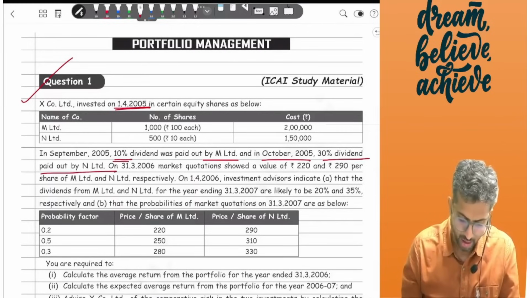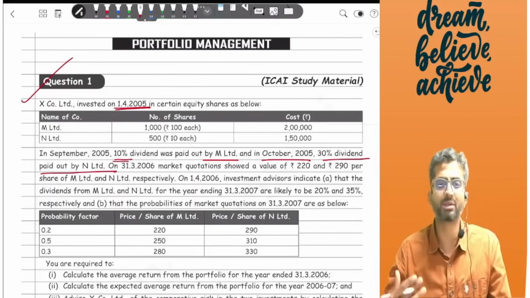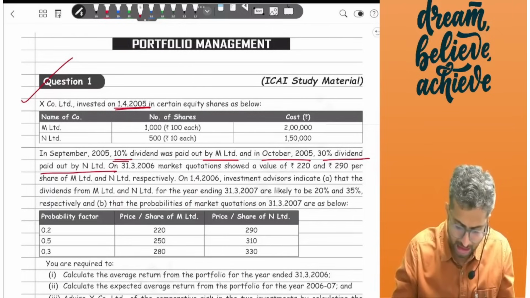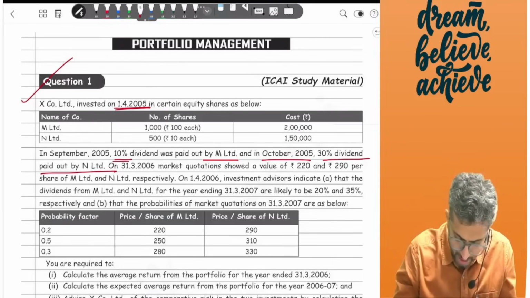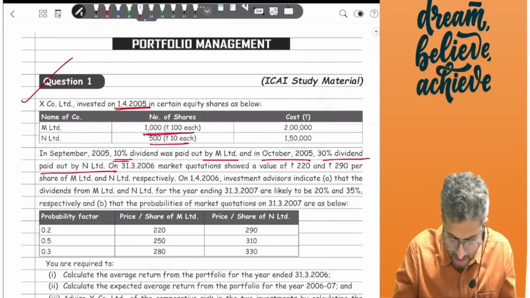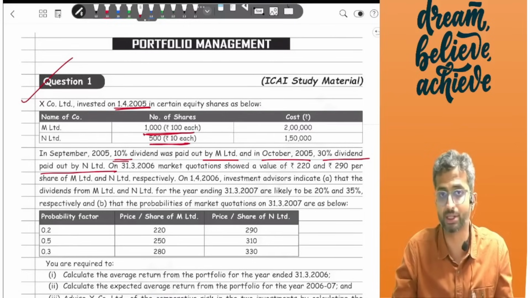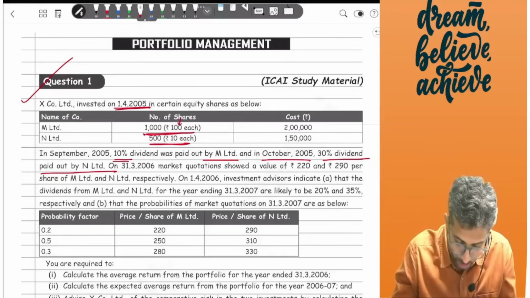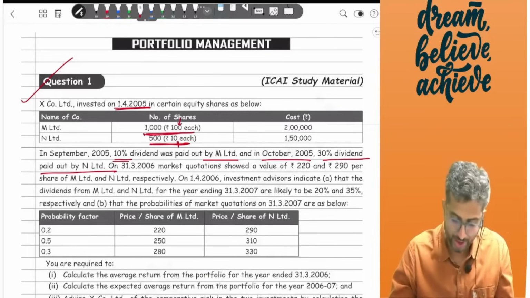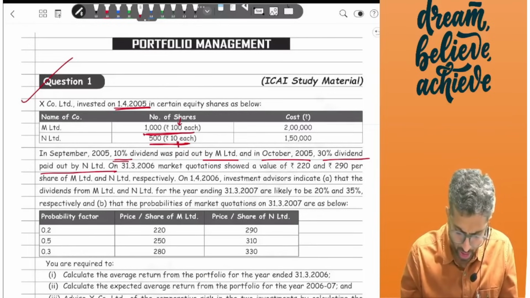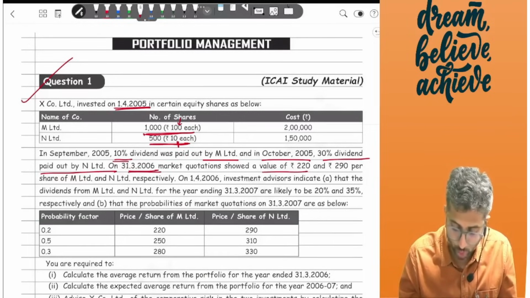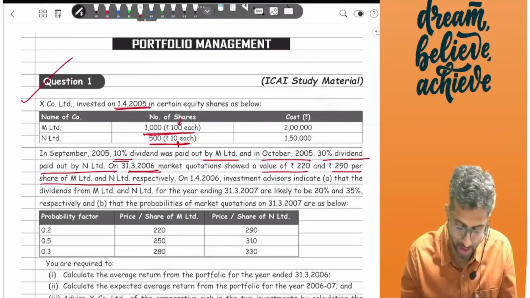Remember, dividend is always a percentage of face value, and as a result over here, my total investment in face value is 1000 into 100 and this is 5000 into 10. Dividend is a percentage of face value, that is going to be 10 rupees, and that is going to be 100 rupees for 30%. On 31st March 2006, market quotation showed a value of 220 and 290 per share of M and N respectively.